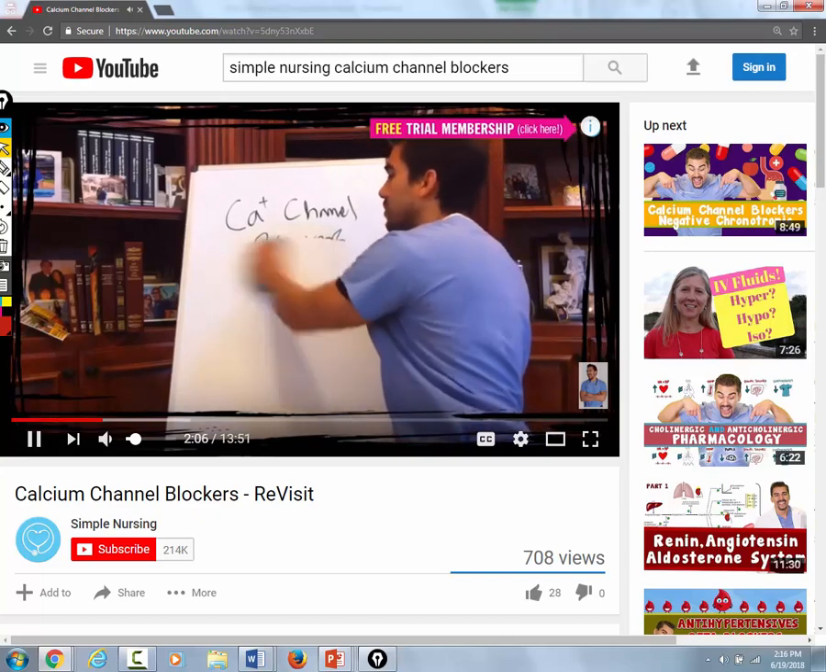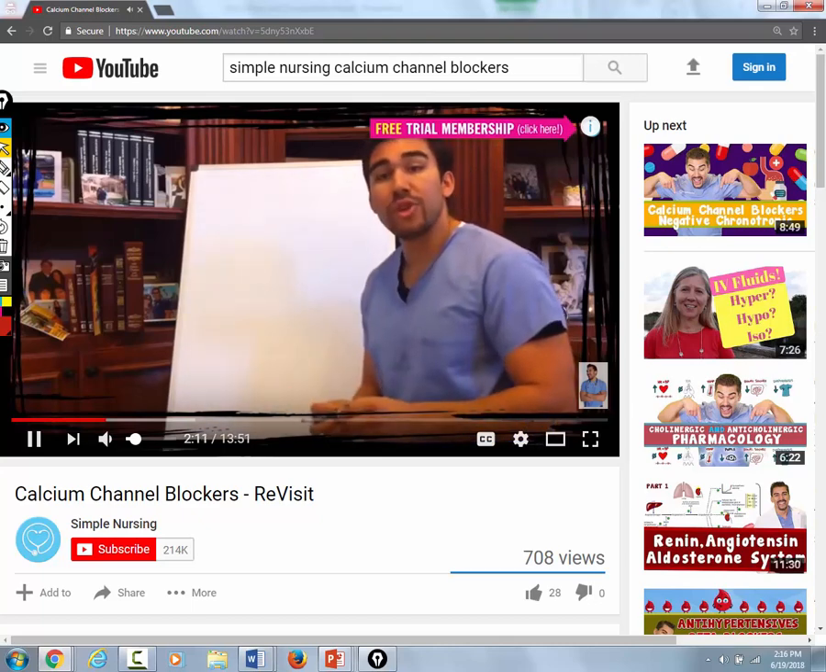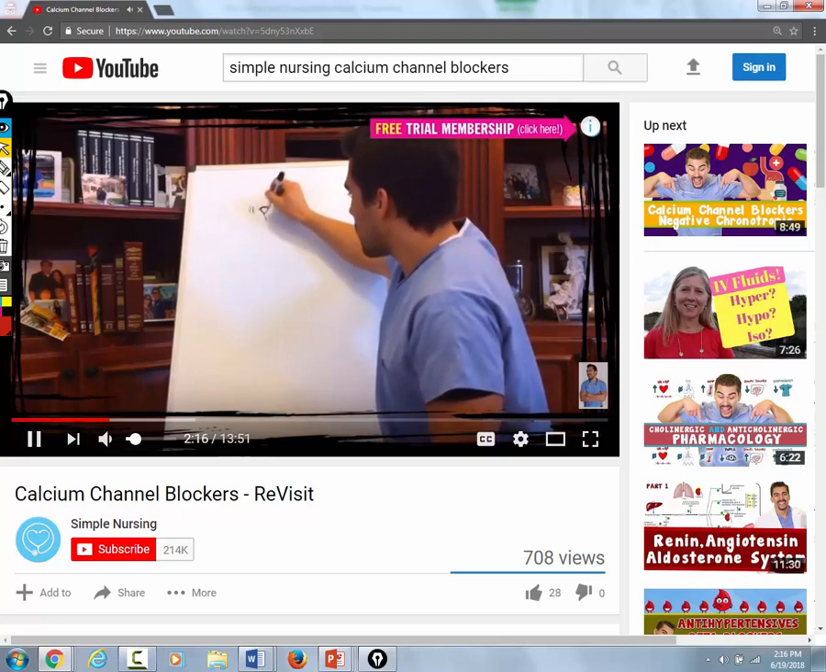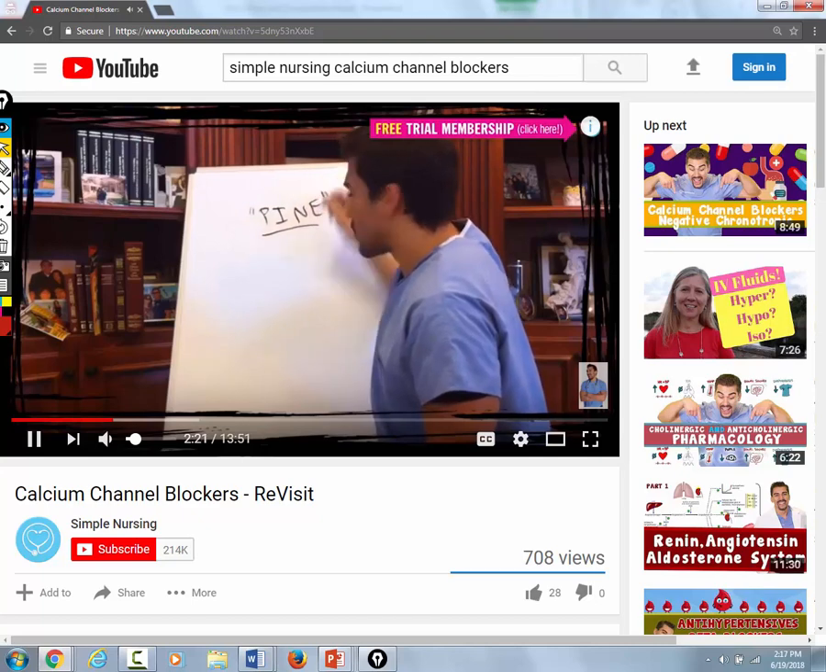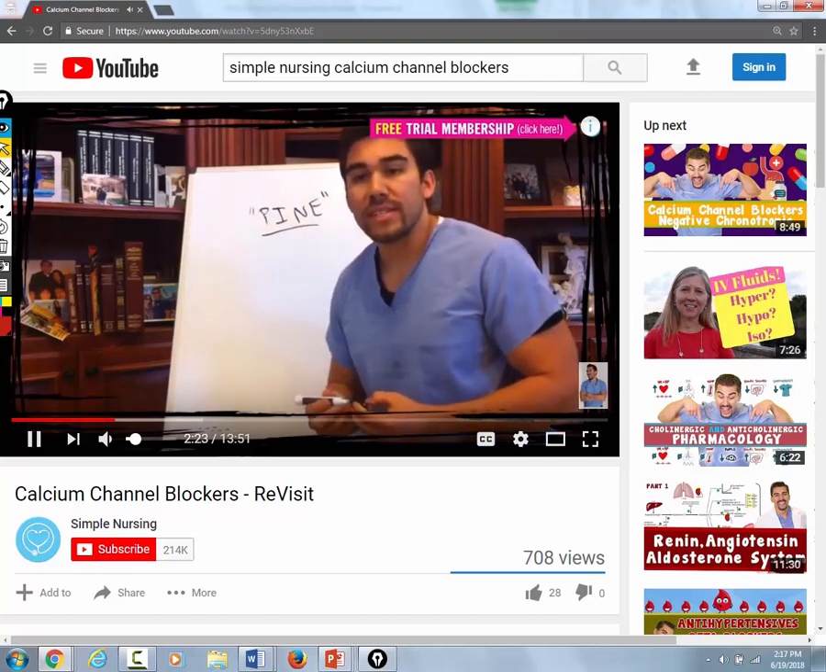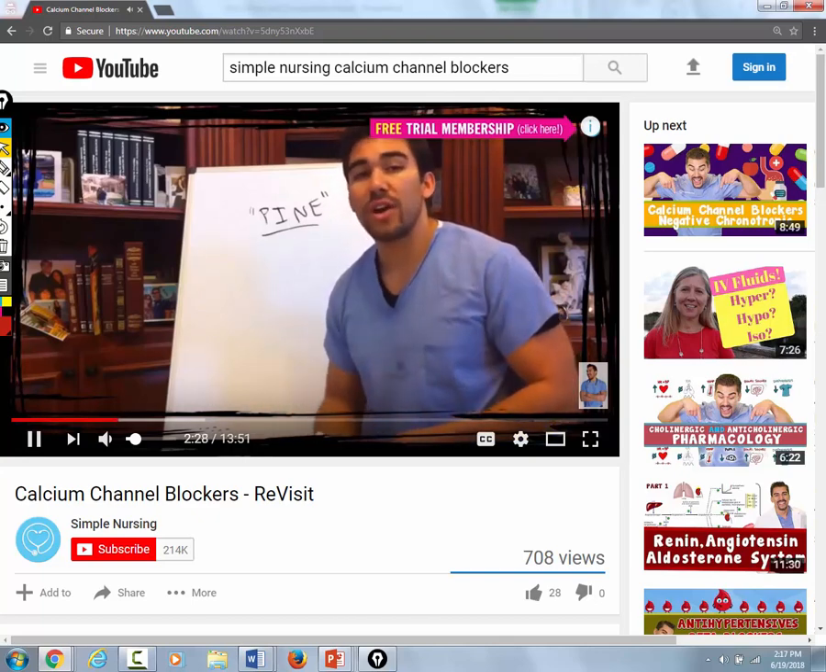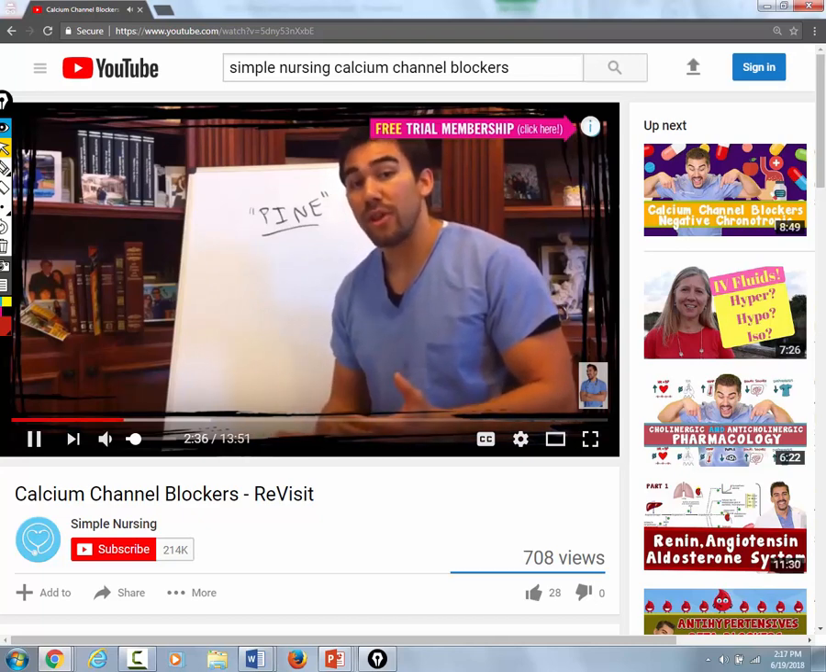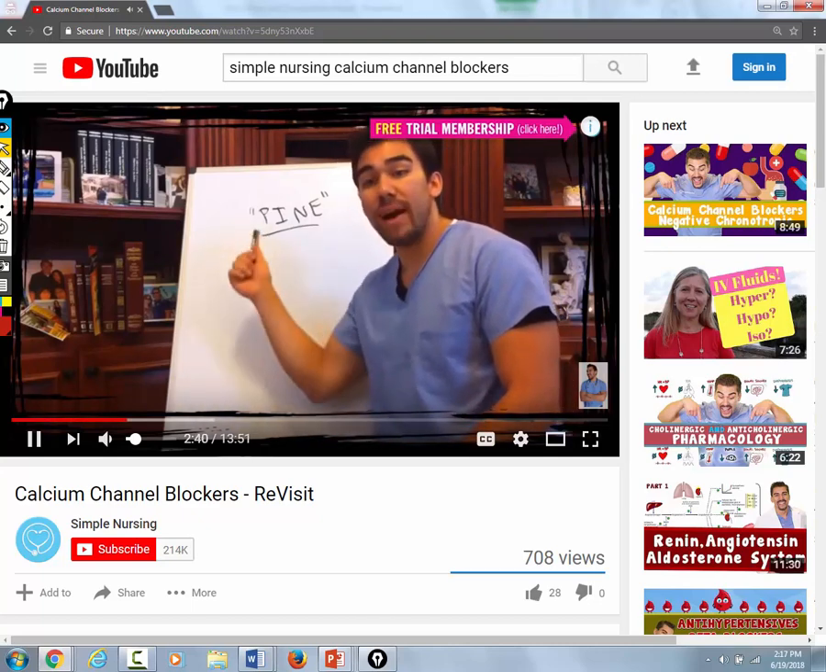So calcium channel blockers are usually drugs that end in pine. P-I-N-E. It's actually pine. Amlodipine, for instance, your drugs that end with the word pine. Just like beta blockers are the medications that end with the lol, like metoprolol and propranolol, but calcium channel blockers end in pine.